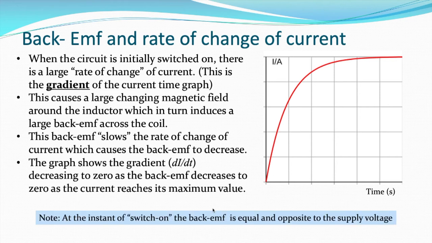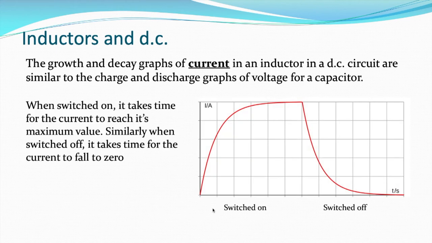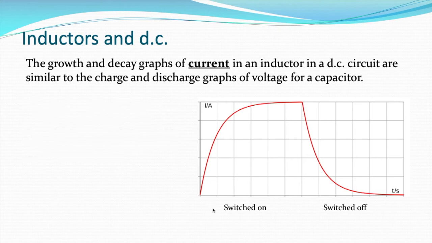And note, at the instant of switch on, the back EMF is at its maximum and is equal and opposite to the forward voltage. So the growth and decay graphs of current in an inductor in a DC circuit are very similar to the charge and discharge graphs of voltage for a capacitor. When it's switched on, it takes time for the current to reach its maximum value, and similarly, when you switch it off, it takes time for the current to fall to zero. There's opposition to the current reaching its maximum and opposition to the current decreasing to zero.